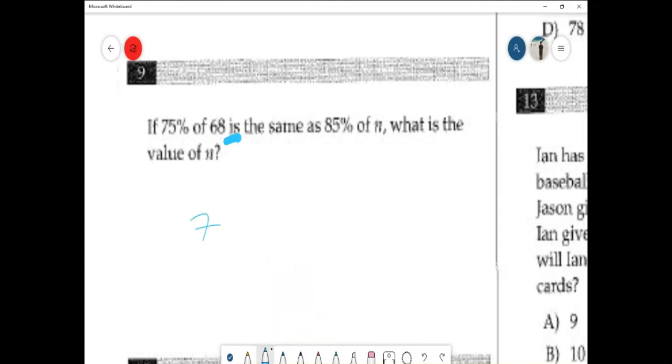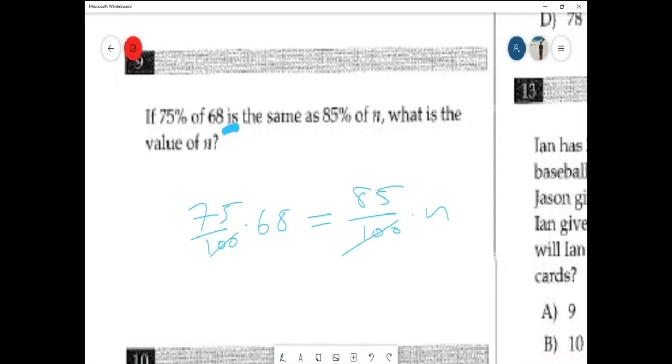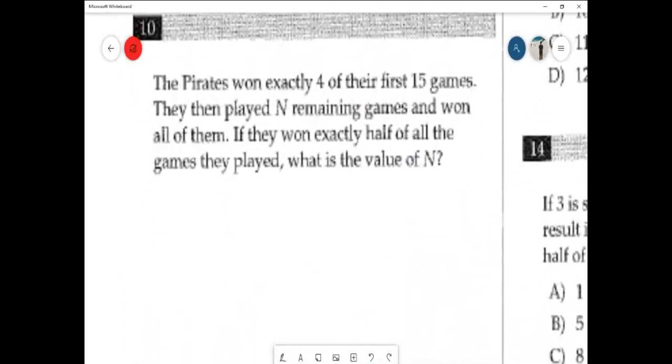Question number 9. If 25% of 68 is the same as, place an equality sign, 75 per 100 of 68 is equal to the same as 85 per 100 of n. When you place this term and the expression in this place, you can solve it really easily. You cancel hundreds, then you do the math with the calculator. 60. Okay.